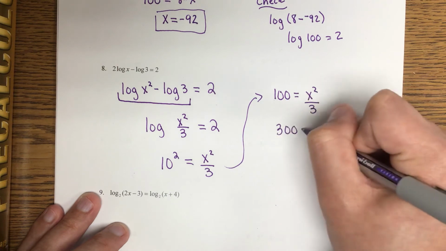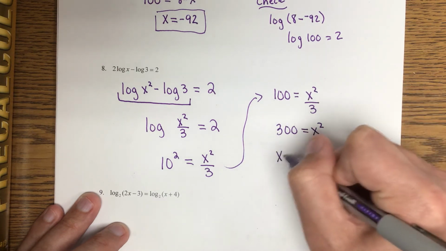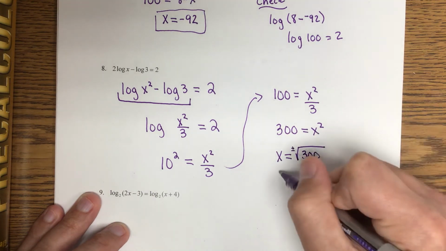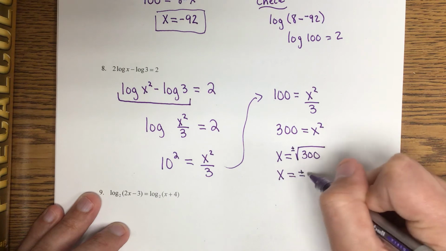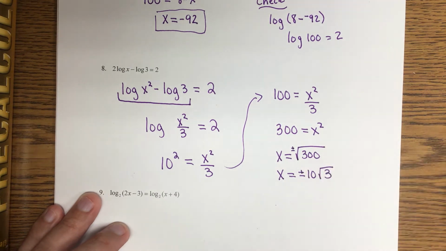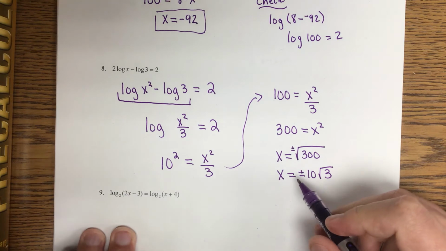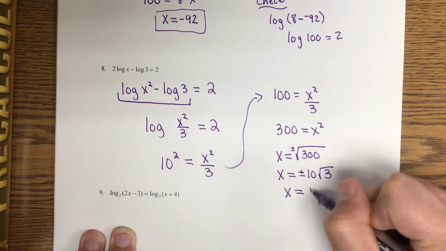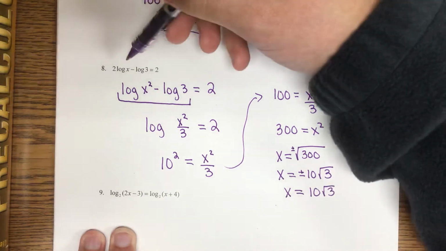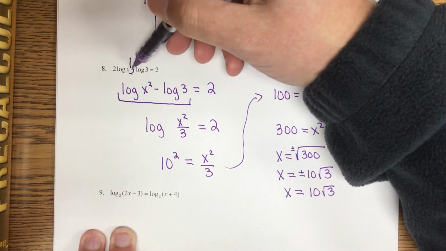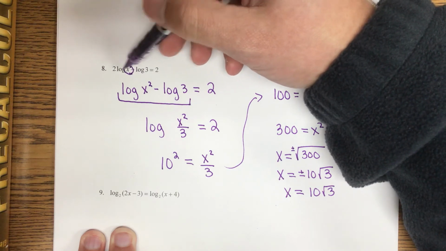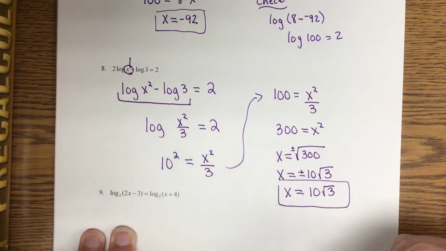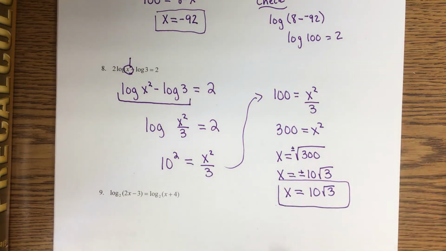Multiply by 3, take the square root. The square root of 300 would be plus or minus 10 root 3. But the one thing that you have to be careful on, and if you forgot it, you actually did yourself a favor, I don't want negative 10 root 3 because I can't take the log of negative 10 root 3 right here. If I plug in a negative value, I'm automatically taking the log of a negative number. So don't put the plus or minus on your final answer. Make sure it's just the positive part.